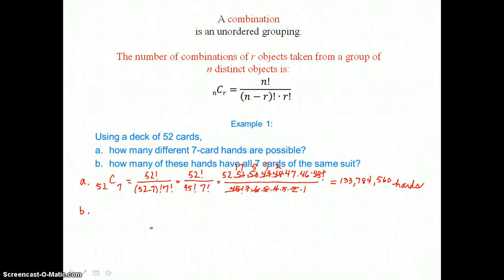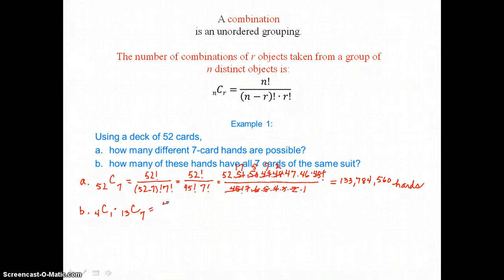Okay, in B it says how many of these hands have all 7 cards of the same suit. So here we need to first choose one suit from 4. So that's 4 choose 1. And whenever we say and in these combination problems, we're going to find that we're going to multiply. If we say or, we're going to add. So in this case, we're multiplying. And after I choose one suit from 4, now I need to choose 7 cards from those 13 cards in that suit. So 13 choose 7.